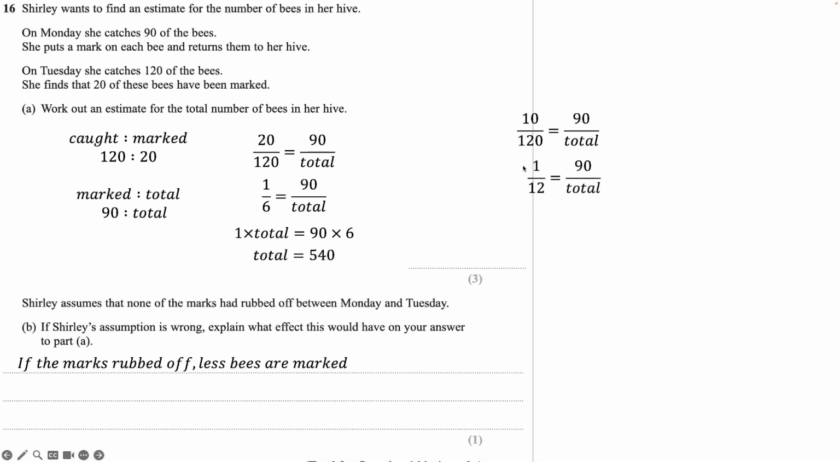And so if we did the calculation again, we simplified and we cross-multiplied, the total would be 90 times 12. Well, that's going to be more than 90 times 6. So it's clear that whenever the markings come off, we tend to overestimate the answer. So if fewer bees are marked, then the answer would be an overestimate. You don't have to do this calculation. I just did this to show you why it'd be an overestimate, because if you make this number smaller and you do the rest of the calculation, the total ends up being bigger.